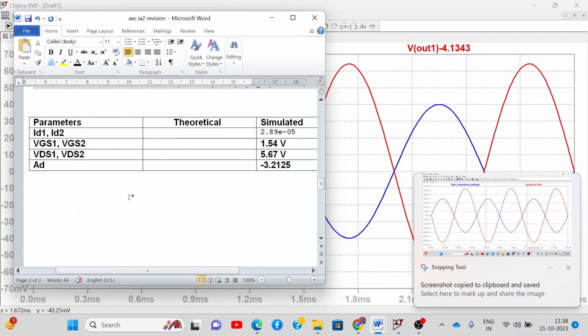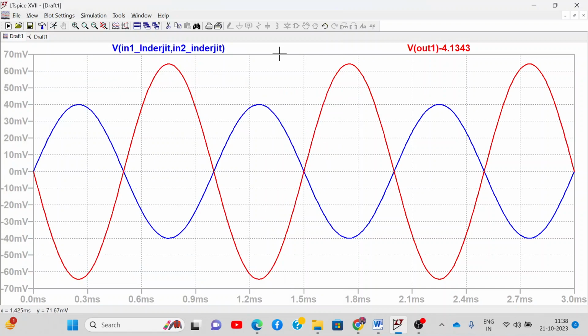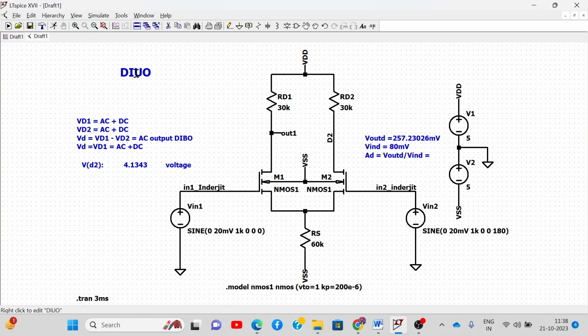Remember, in theory, if DIBO is coming, let's say 3.2, DIUO will come half of it. It will come around 1.6. So you can check it out here. I am not checking it right now, but you will get that way. So understood about how to do the simulation for DIUO.